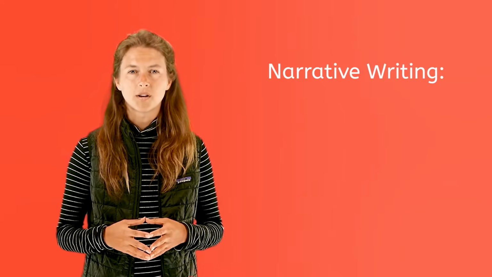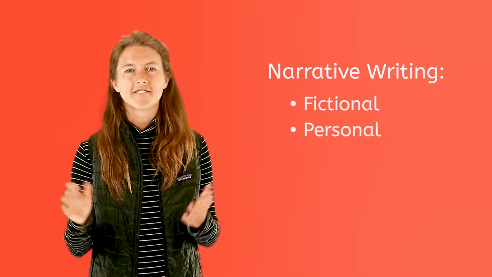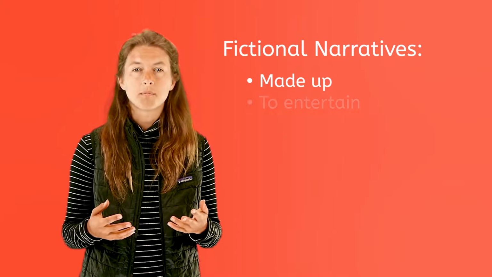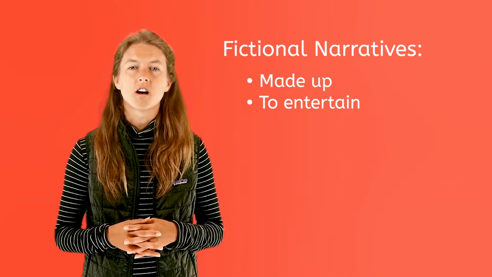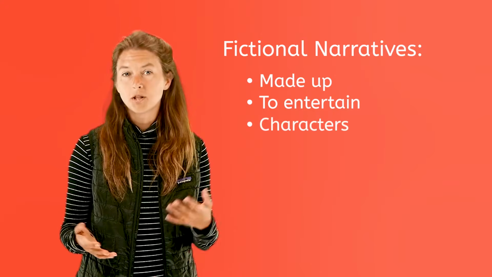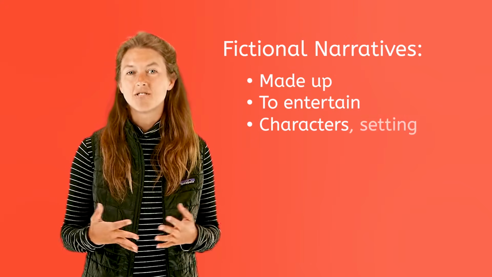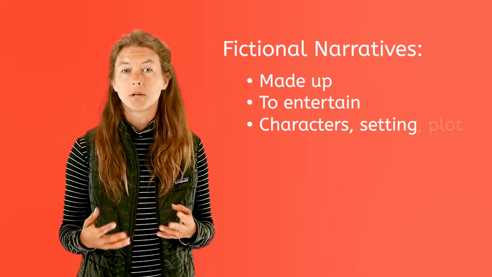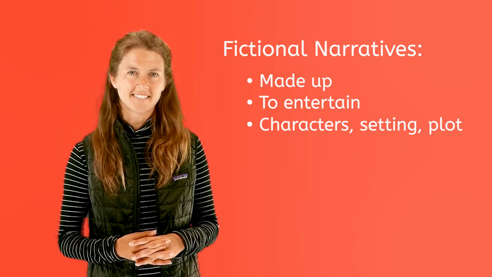Narrative writing can be broken up into 2 forms: fictional narrative and personal narrative. Fictional narratives are made-up stories you can write with the purpose to entertain your readers. Fictional stories also include characters or people, animals, or creatures. They also include a setting, which is the time and place your story happens. And it includes a plot or a series of events that make your story interesting.